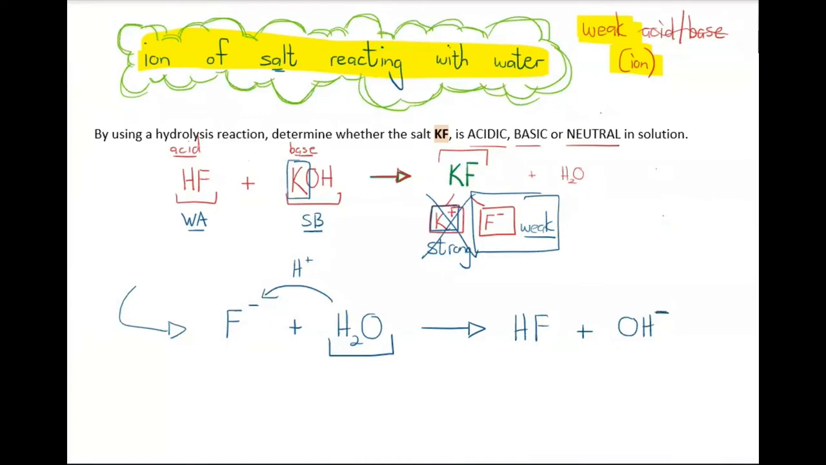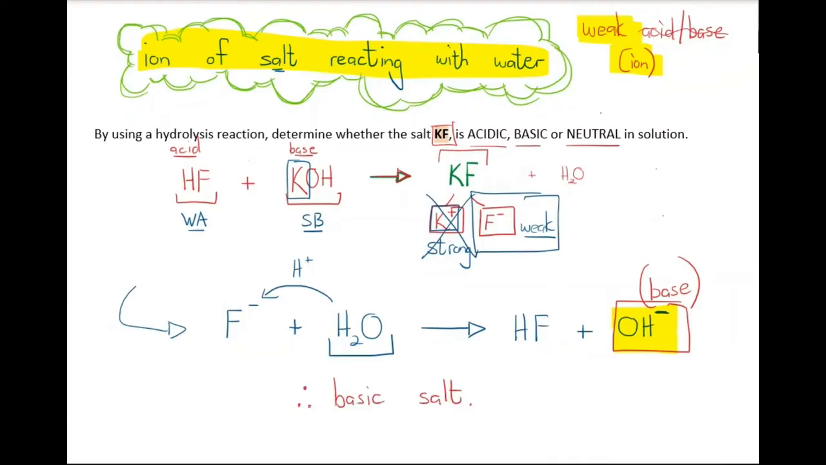When we started, I told you, hydroxide ions, that's the proof of the presence of a base. Hydronium ions, those are proof of the presence of an acid. So now answer the question. By using a hydrolysis reaction, determine whether KF is acidic, basic, or neutral. What ions did we just form? Basic. So what salt would it be? A basic salt. So this means that it will be a basic salt.